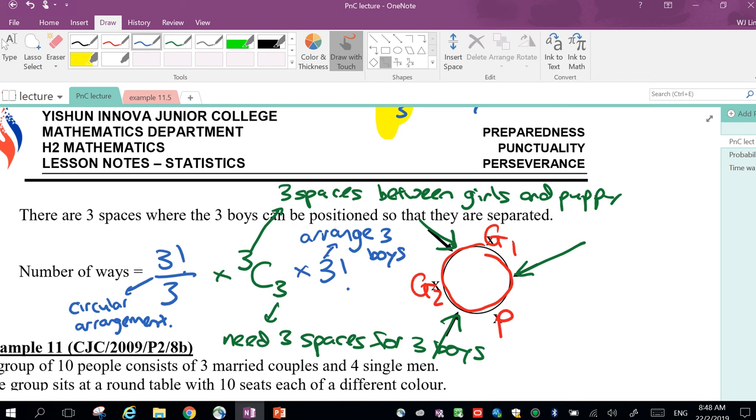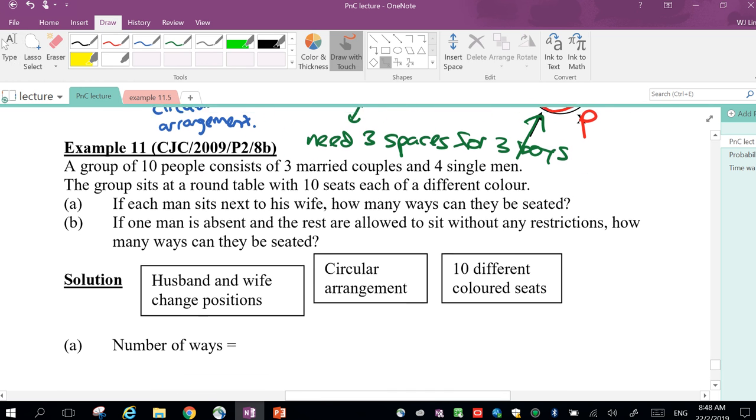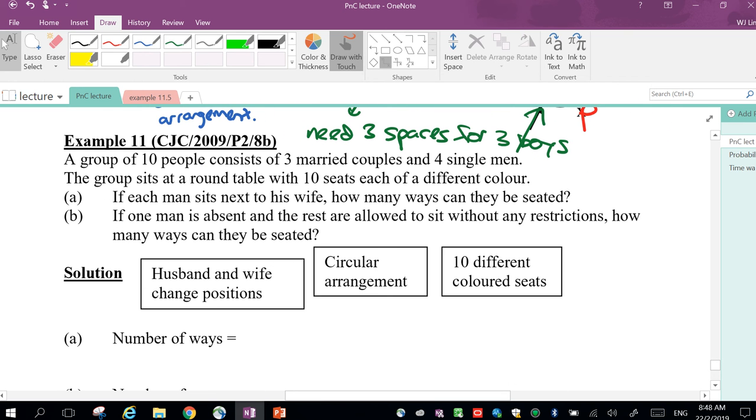Okay, let's move on to example 11. Let's read this. A group of 10 people consists of 3 married couples. The married couple are 1 husband, 1 wife, 1 male, 1 female, and 4 single men. The group sits at a round table with 10 seats of different colors. So now it is circular arrangement with different seats, no longer identical. Clear? So what do I need to do?